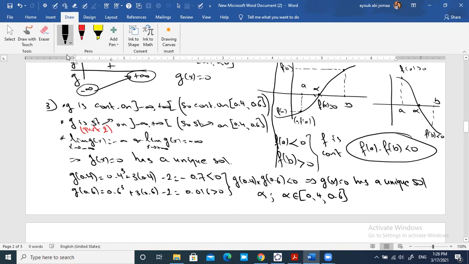3. Find g of 0.4 and g of 0.6. g of 0.4 هي negative. استاذ g of 0.6 هي positive. The product negative, so the equation has a unique solution.